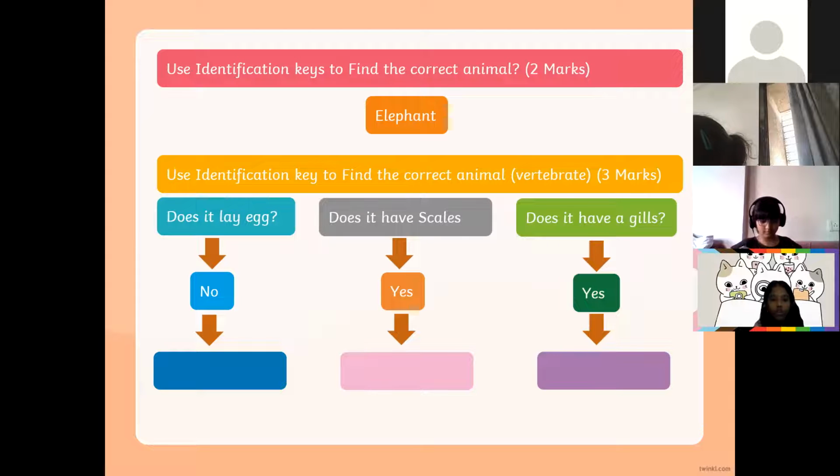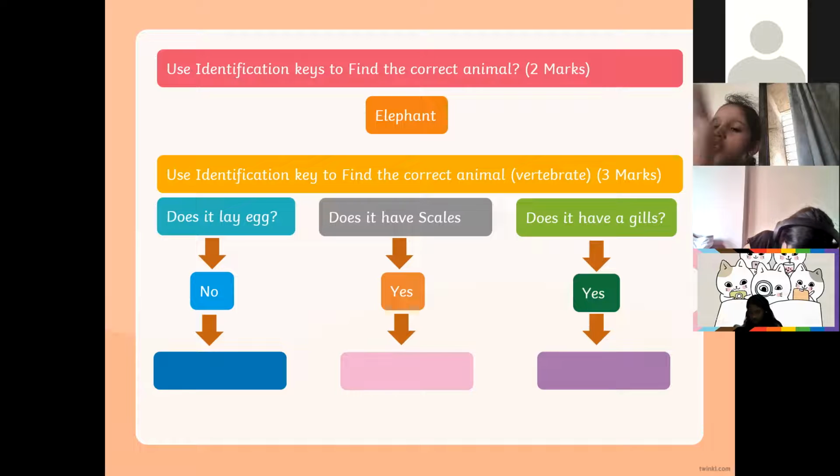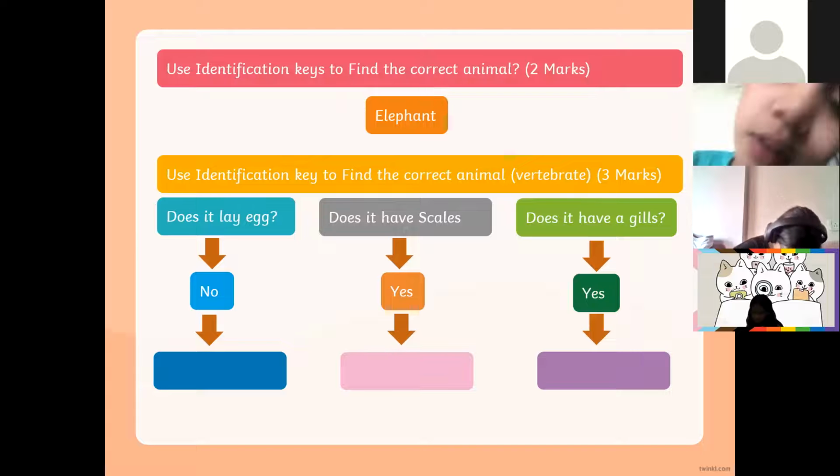Yes, Mariam, you were asking something. I didn't understand your question, Mariam. We have to write one animal to get the answer. In which one, Mariam? The first one or the second one? The vertebrate one? The three of them. Okay.